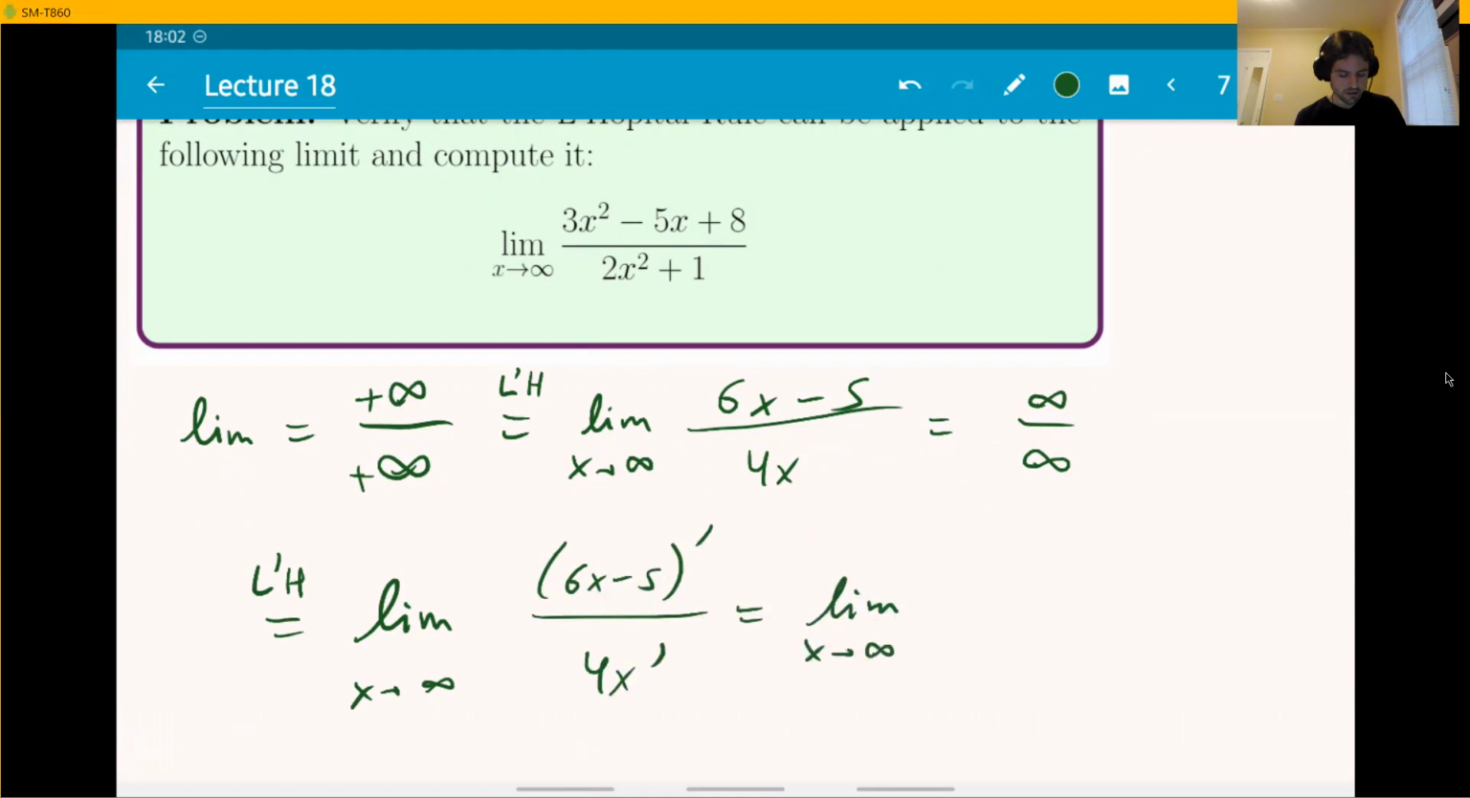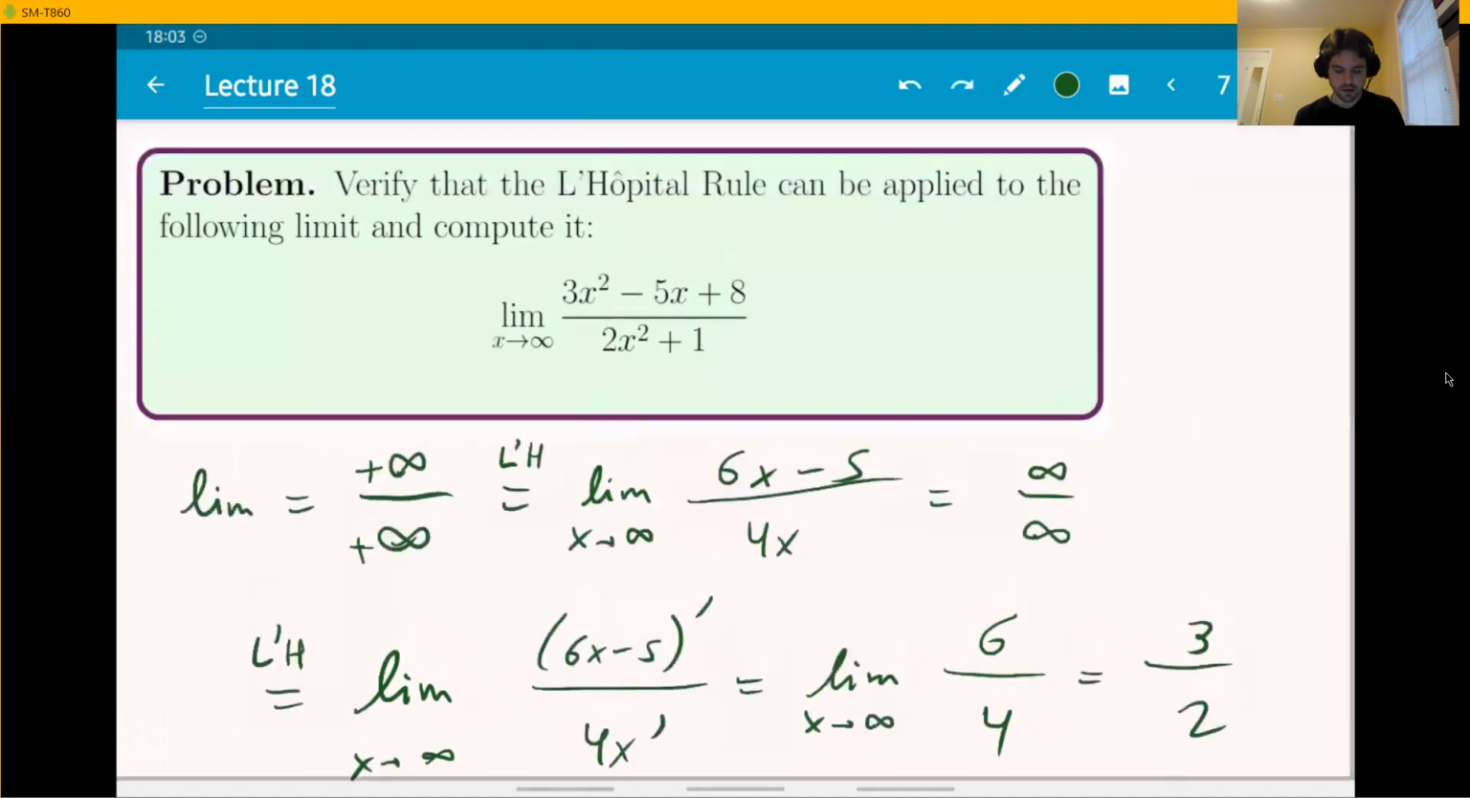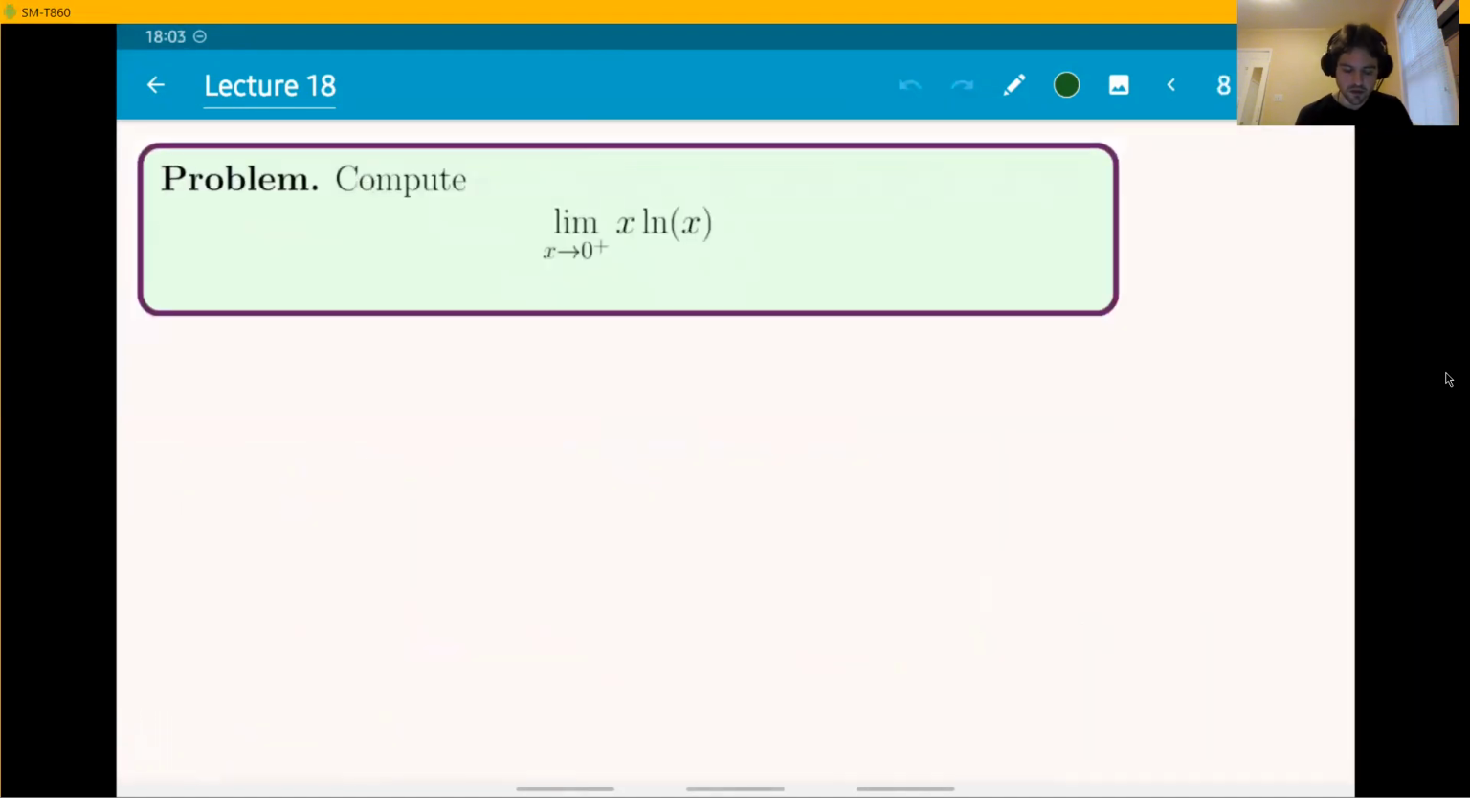How does that look now? Well, 6x prime is 6, 4x prime is 4. Now this is the limit of a number. It is just the number. And the number is equal to 3 over 2 after dividing by 2. Just like we had guessed, right? So L'Hopital works in here. As you can see, it's not that hard.